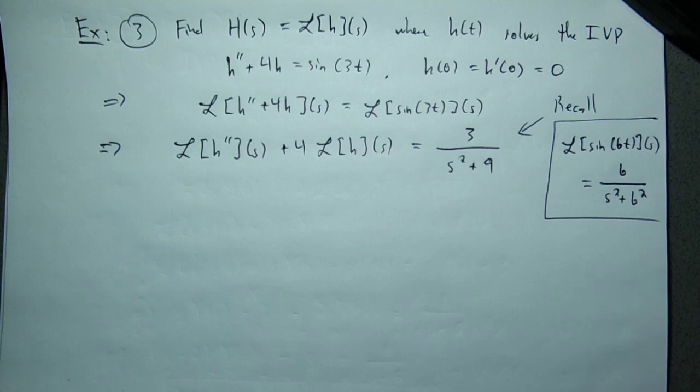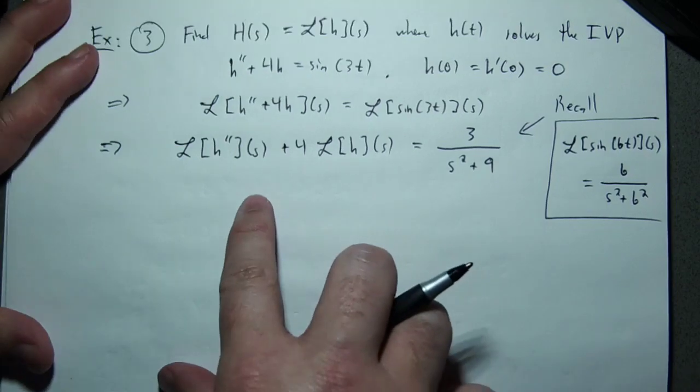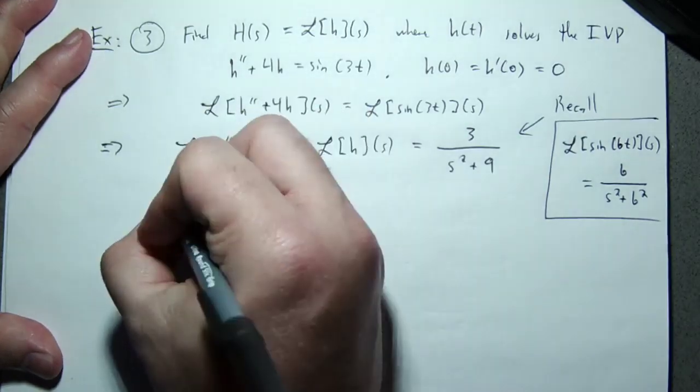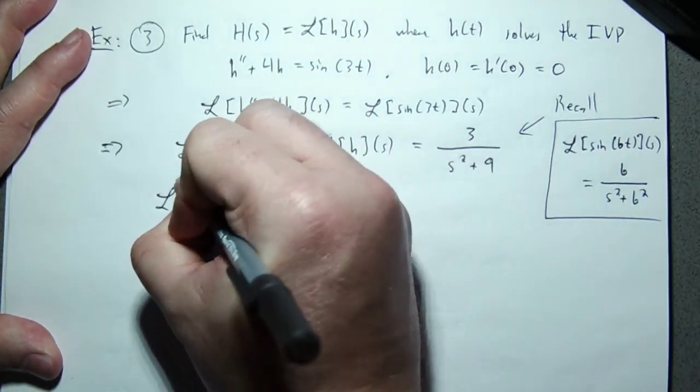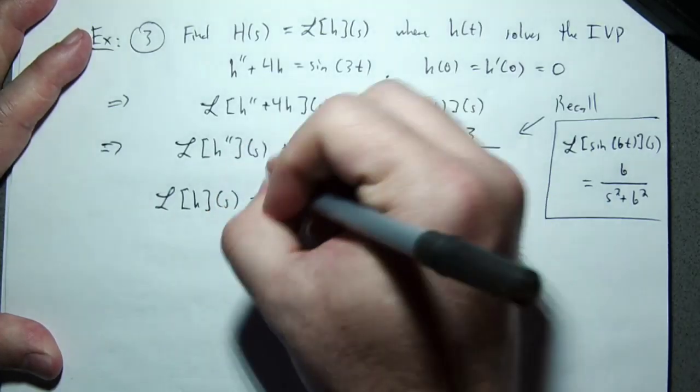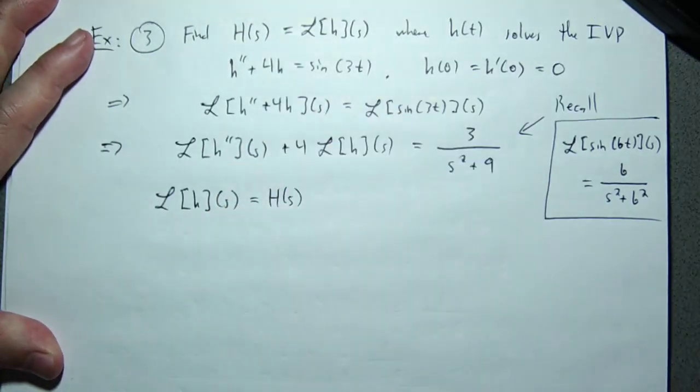So if you do some of the harder examples in the homework, in the worked exercises in this section, you'll understand. Okay, so this is 3 over s squared plus 9 is my right-hand side here. So again, I'm doing the same thing that I always do. So Laplace transform of little h of s is what I'm calling big H of s.